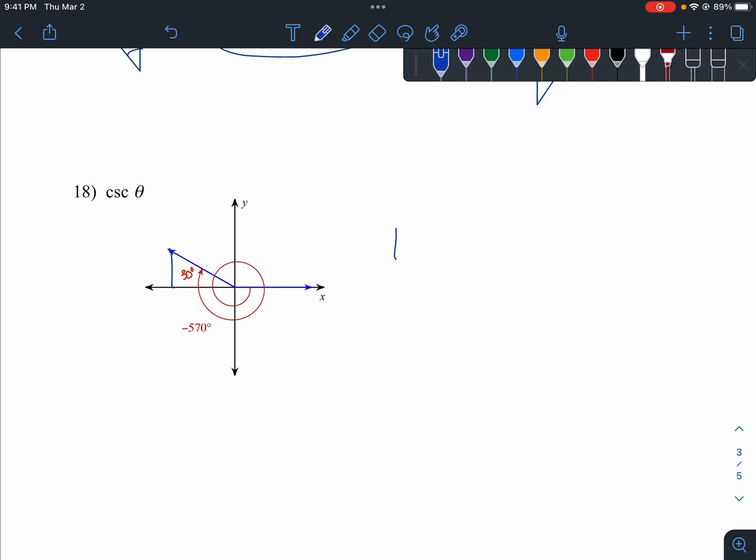So if you make your triangle, okay, this is going to be 30 degrees. Now opposite to 30 degrees is going to be 1. This is going to be 2. This is negative square root of 3. Cosecant is the reciprocal of sine, so it's going to be hypotenuse over the opposite. So in this case, cosecant of negative 570 degrees is going to be equal to 2 divided by 1, which is going to be equal to 2.